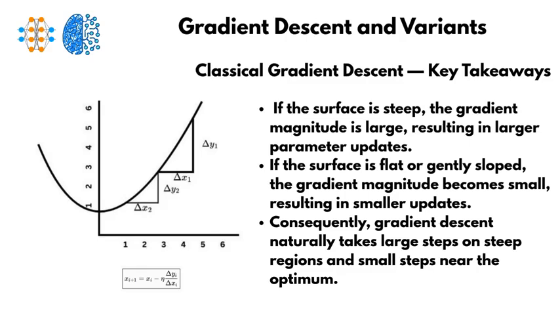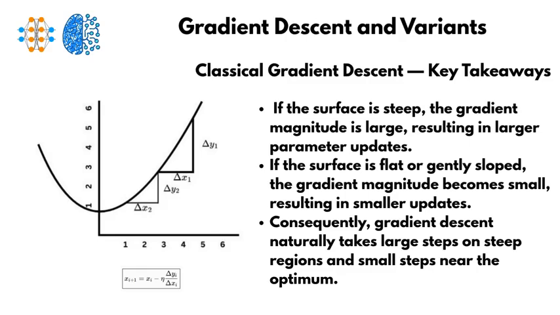On the other hand, when the loss surface becomes flat or gently sloped, the gradient magnitude becomes small. As a result, the parameter updates also become smaller. Therefore, classical gradient descent naturally takes large steps in steep regions and small steps near the optimum. This behavior is generally useful because we want to make careful adjustments as we approach the minimum.